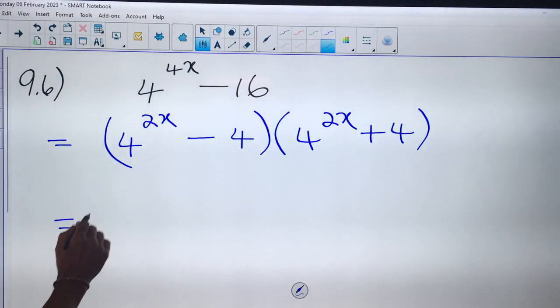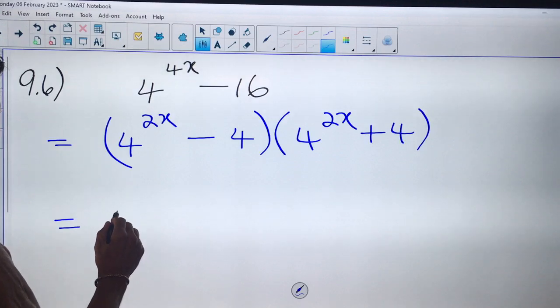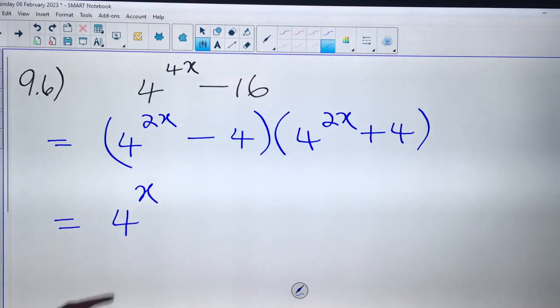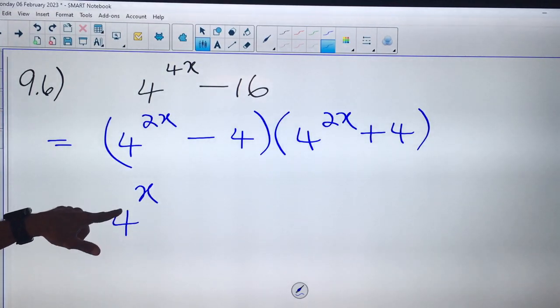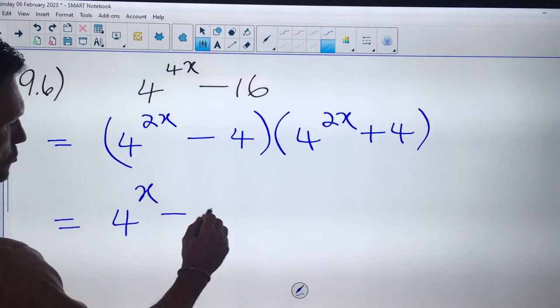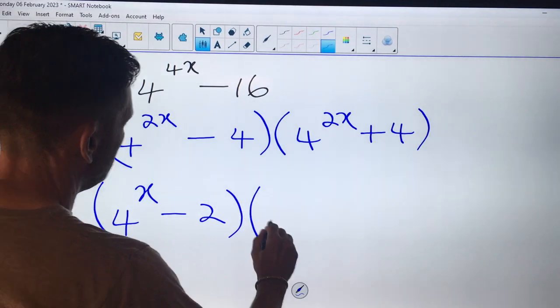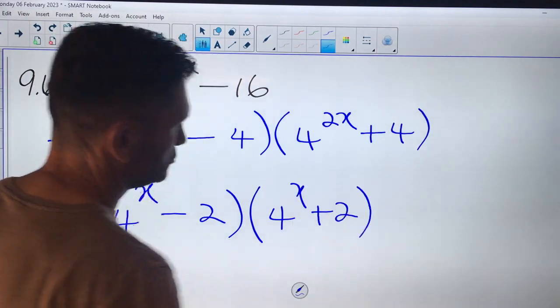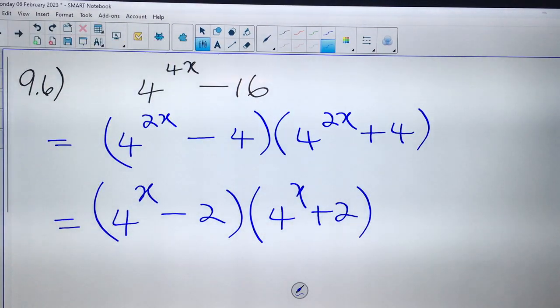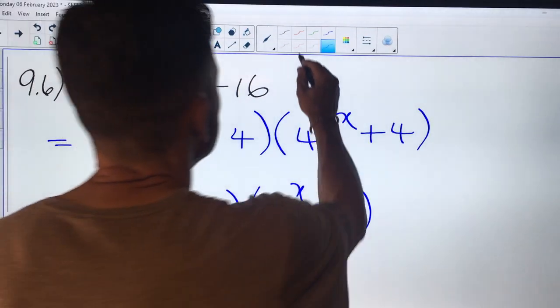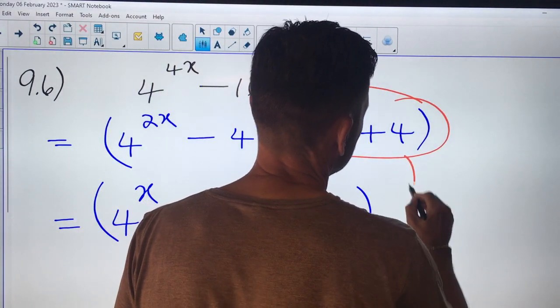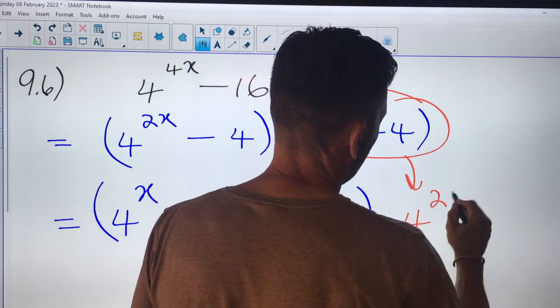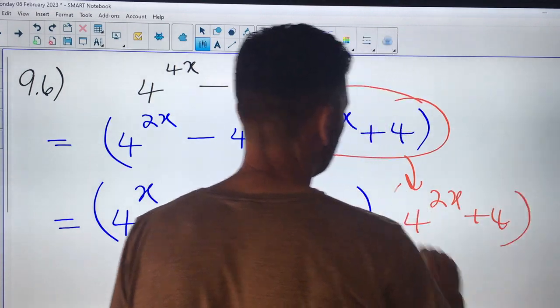And the same here, we can do this one again. So the first one here will split again. 4 to the power of x, check. It's 4 to the power of x. I'm just dividing the power by 2. And this is 4 to the power of x plus 2. And then the last bracket must still come here. So this one just comes down, and that is 4 to the power of 2x plus 4.